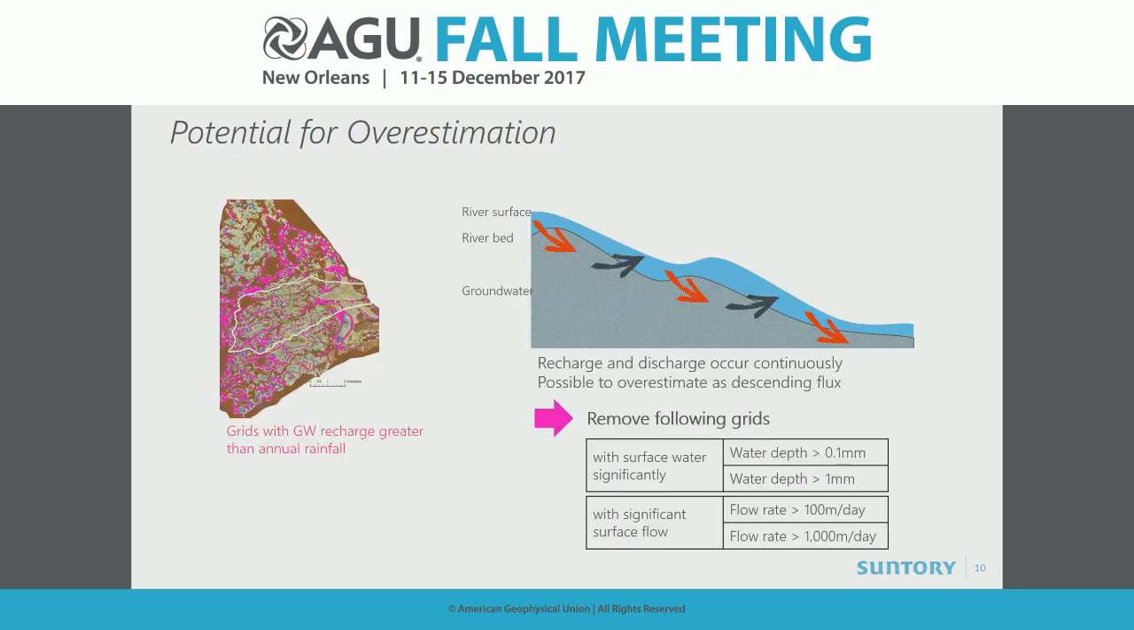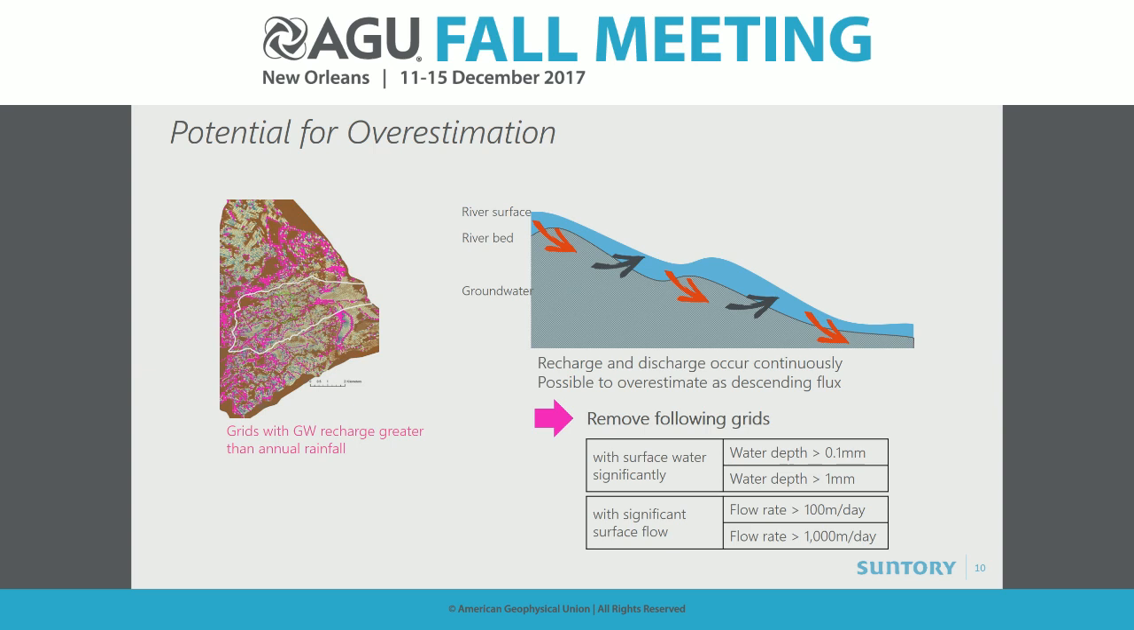But here, we thought there is the potential for overestimation. This pink color shows grids with groundwater recharge rate greater than the local annual rainfall. It's of course possible, but this is also possible, we think. In the riverbed, recharge and discharge can occur continuously. So in this figure, we count the groundwater recharge three times, 1, 2, 3. So this might be the reason for the overestimation.